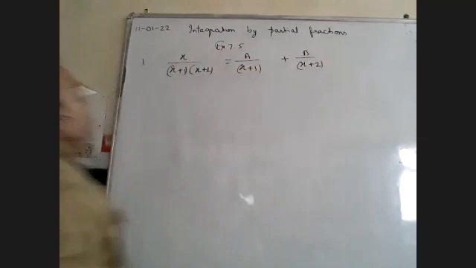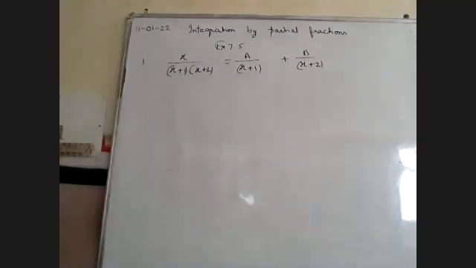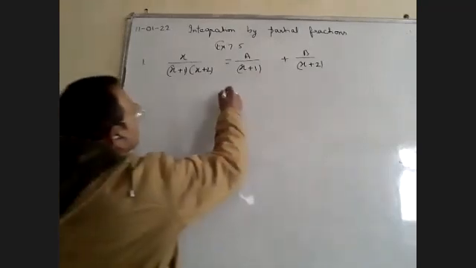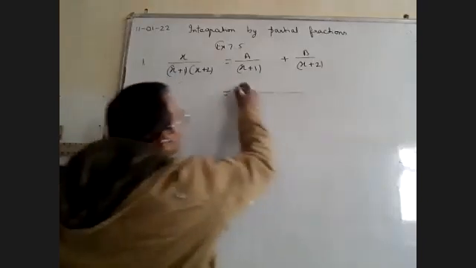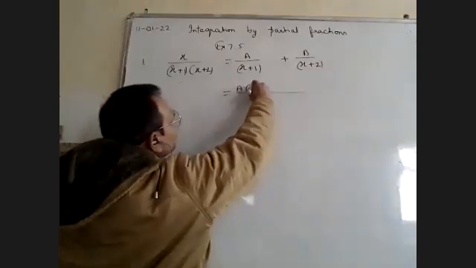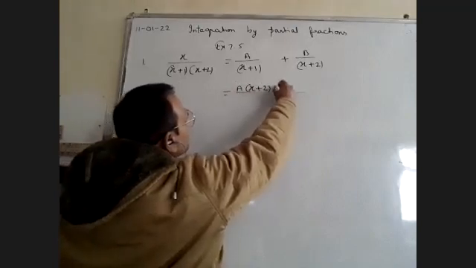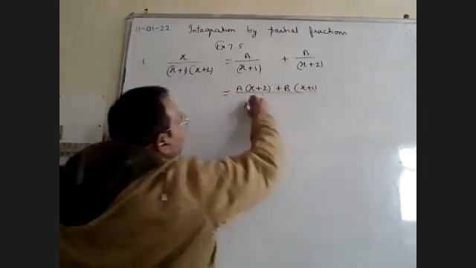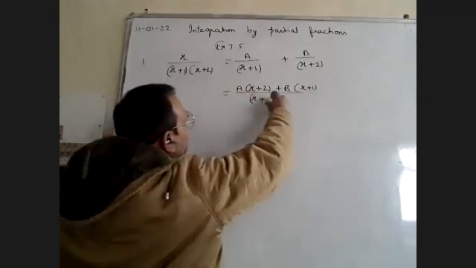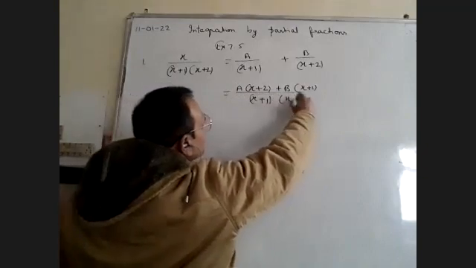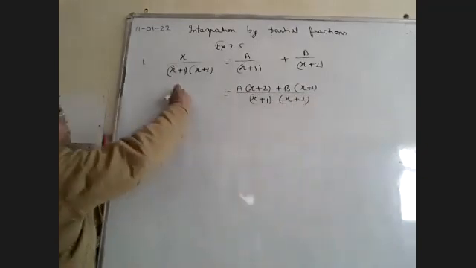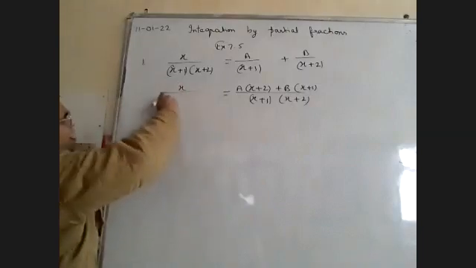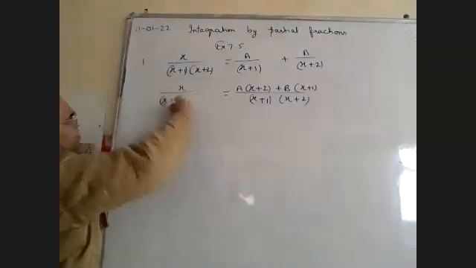We divide the denominator into two parts, a upon x plus 1 and b upon x plus 2. Now we just take the LCM. After taking the LCM, you will get a(x plus 2) plus b(x plus 1). The denominator will be (x plus 1)(x plus 2). Here we have x upon (x plus 1)(x plus 2).